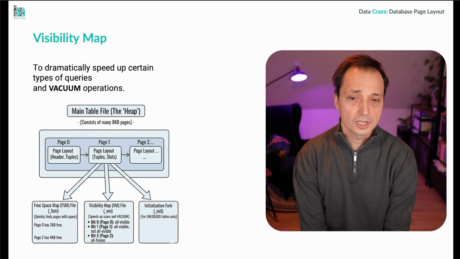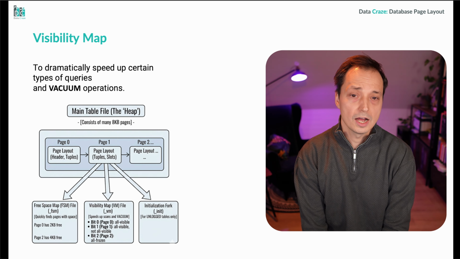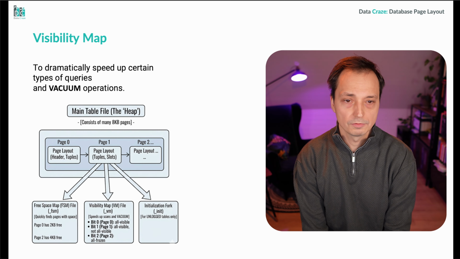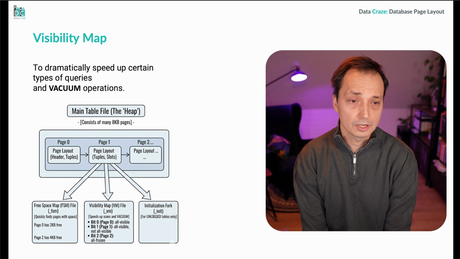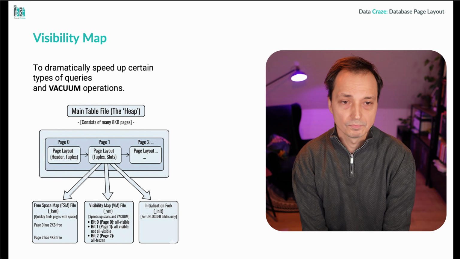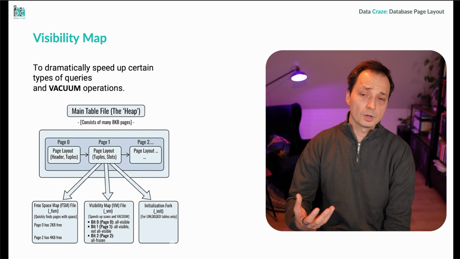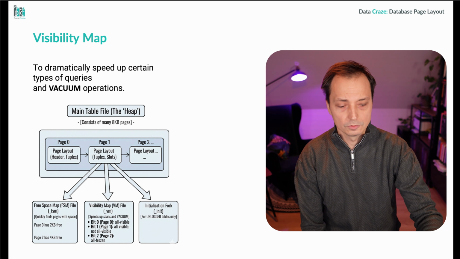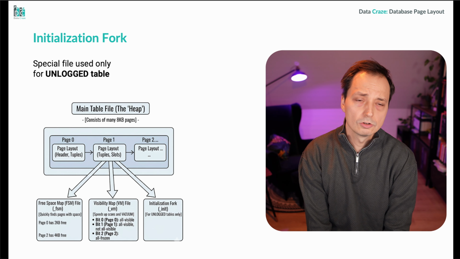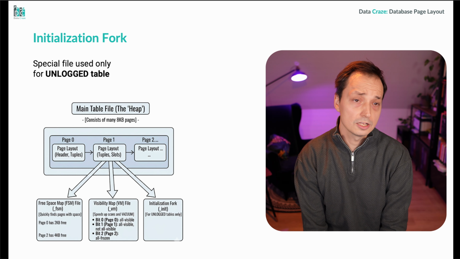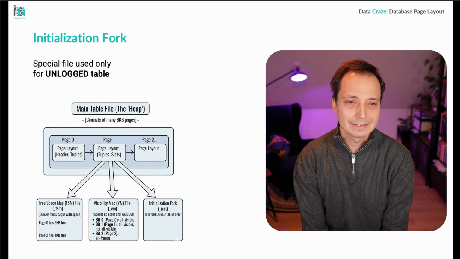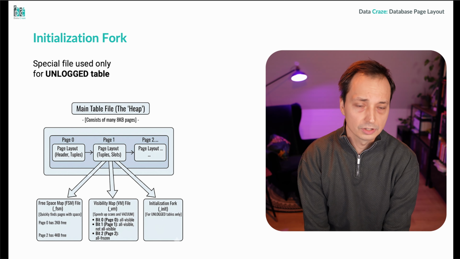So for instance, in case of vacuum operation, this will be a big addition in terms of benefit of performance and speed. That will basically tell the vacuum operation that it can safely clean up the storage from that particular space. So again, from performance perspective, extremely useful. And last but not least, a file called Initialization Fork, which is especially useful for unlogged tables.